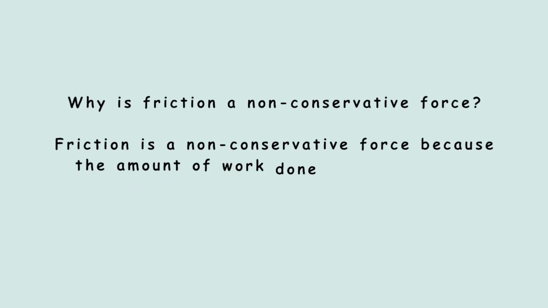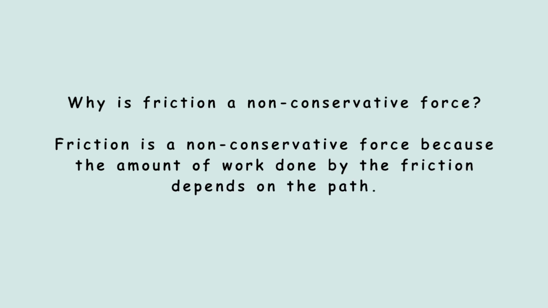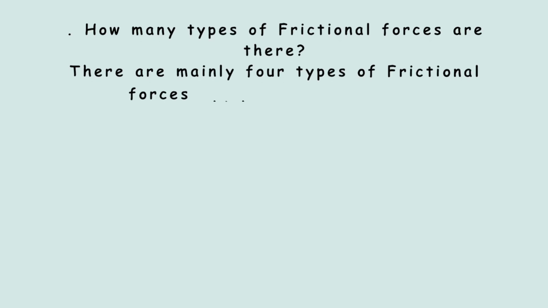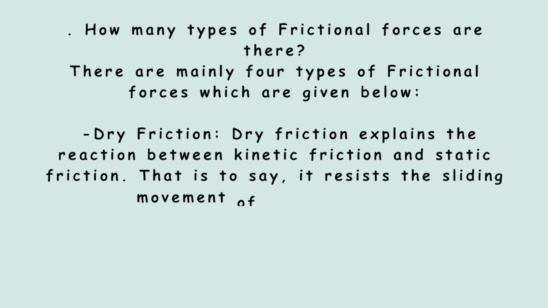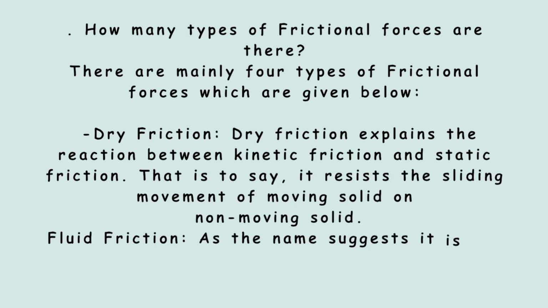So why is friction a non-conservative force? Because the work done by friction depends on the path. If it does not depend on the path, that is a conservative force. Here friction is called a non-conservative force. And how many types of frictional forces are there? We already discussed this: mainly dry friction and another one is fluid friction. So these are the two main types of frictional forces.